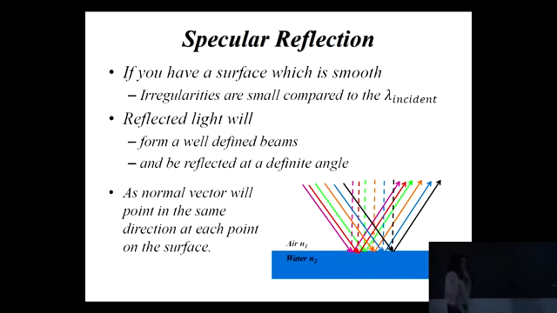The other one is specular reflection. So the difference between specular reflection and diffusive reflection is that now the surface is very smooth. When I say the surface is very smooth, I mean that the variations in the surface are much less than the actual wavelength of light. And this means that you will get very well-defined beams that reflect off together, and they will constructively interfere to produce this strong beam, which will still follow the law of reflection.